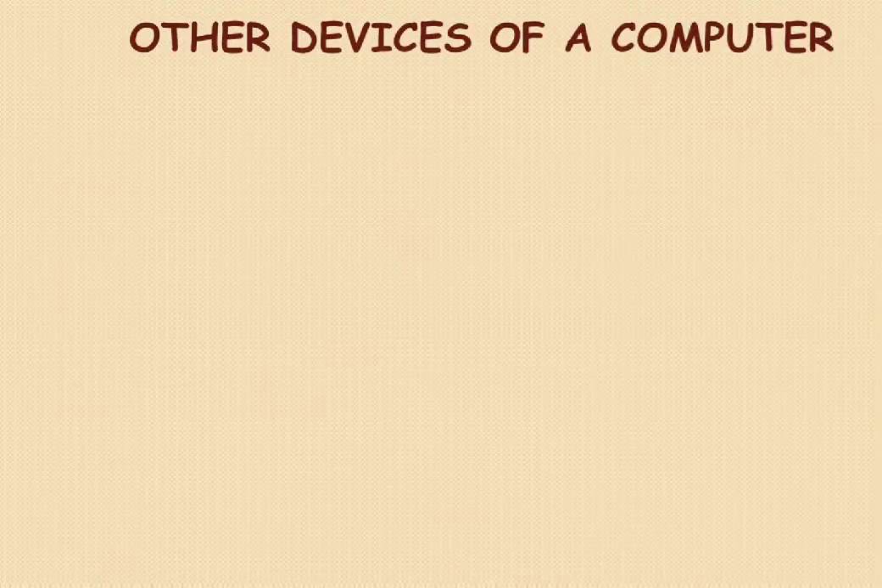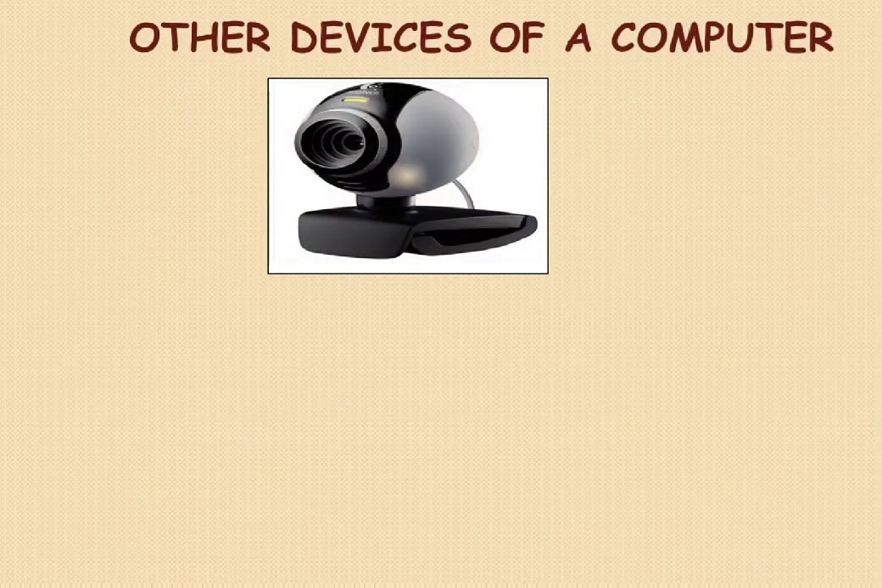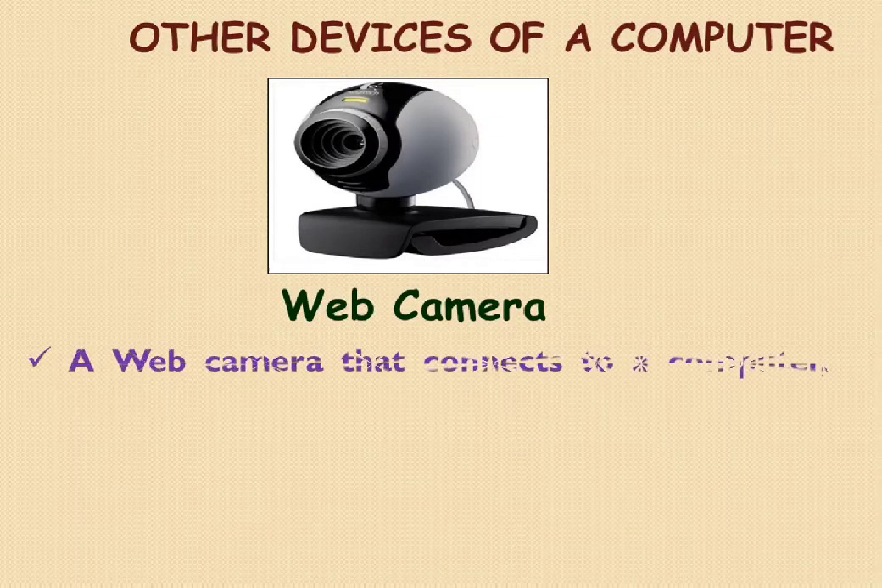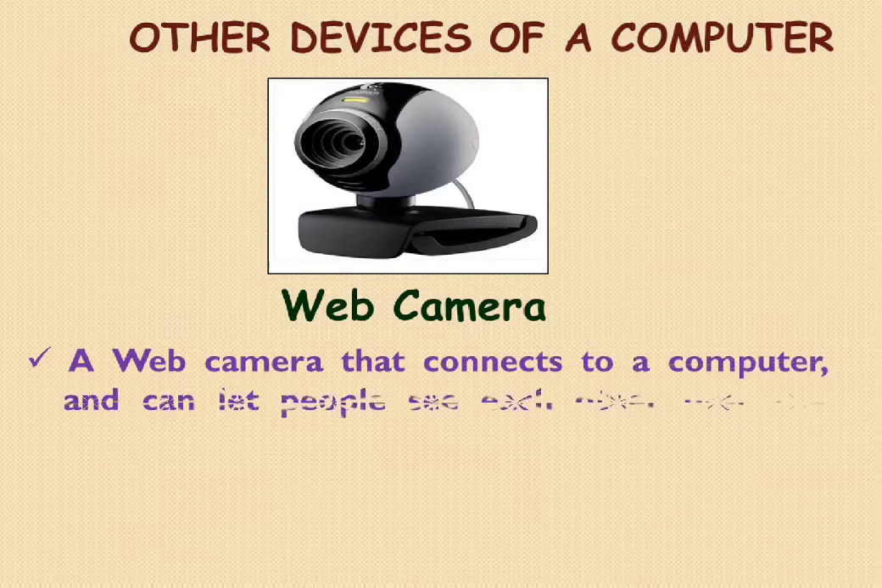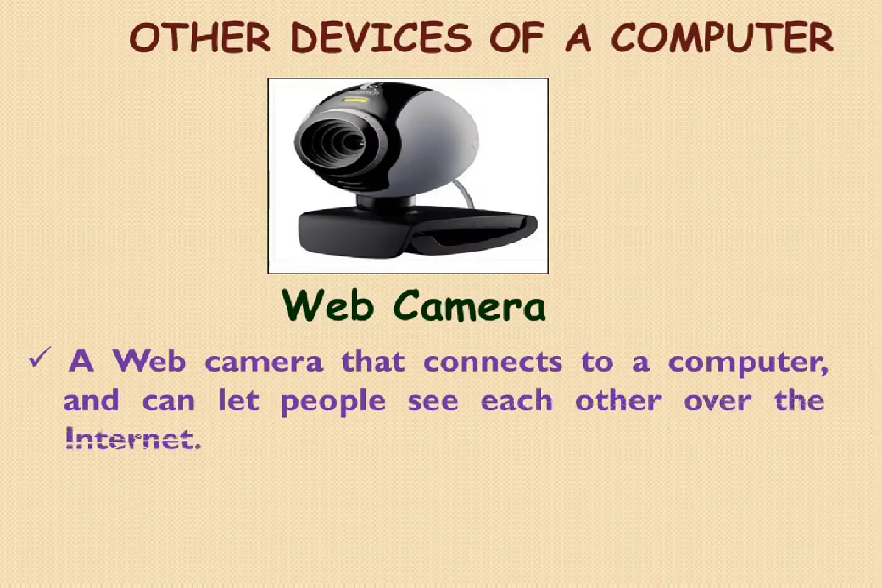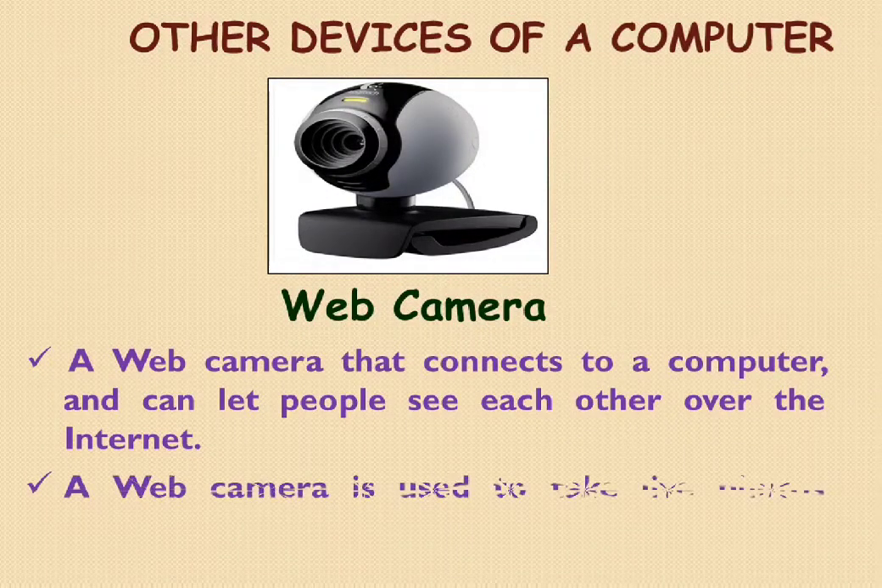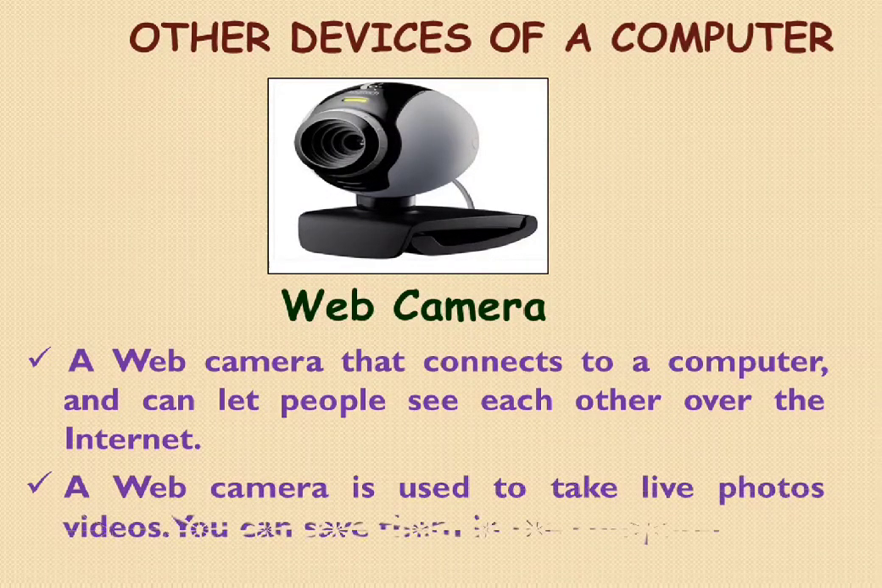Other devices of a computer. Web camera. A web camera connects to a computer and can let people see each other over the internet. A web camera is used to take live photos and videos. You can save them in the computer.